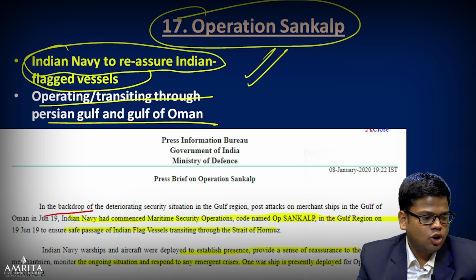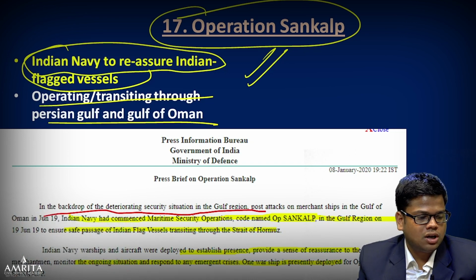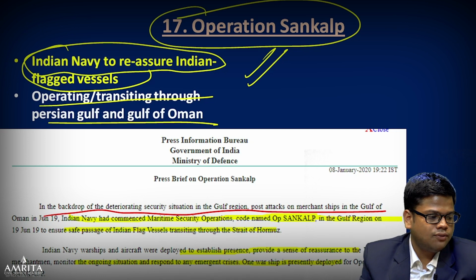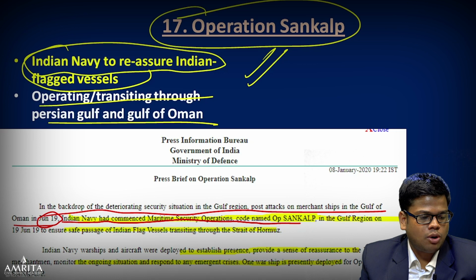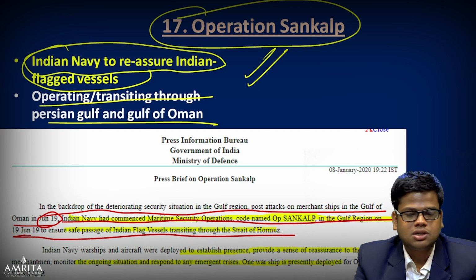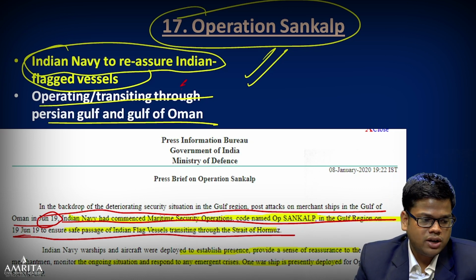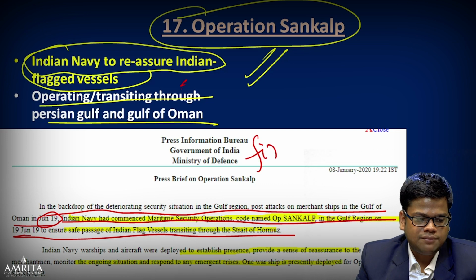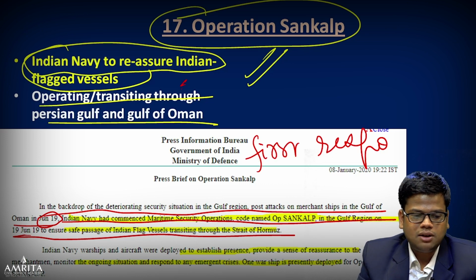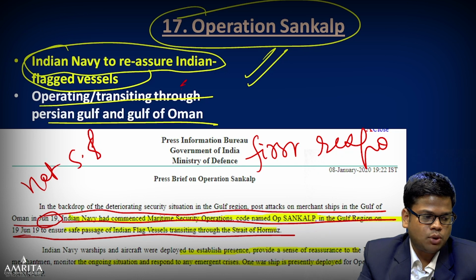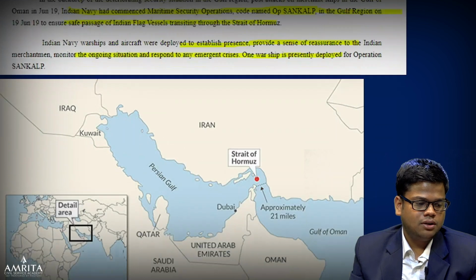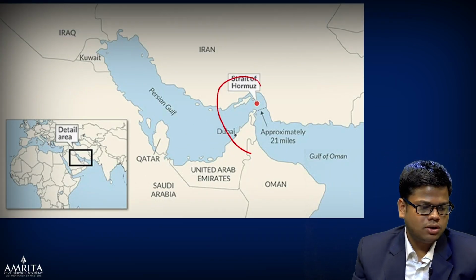In the backdrop of the deteriorating security situation in the Gulf region, after the attack on merchant ships in the Gulf of Oman in June, the Indian Navy commenced a maritime security operation, code name Operation Sankalp, in the Gulf region on June 19 to ensure the safe passage of Indian-flagged vessels transiting through the Strait of Hormuz. It is in the idea of India being the first responder and also the net security provider, showcasing our capability in the seas, right? Fighting against piracy and all these things. So it is for this reason.